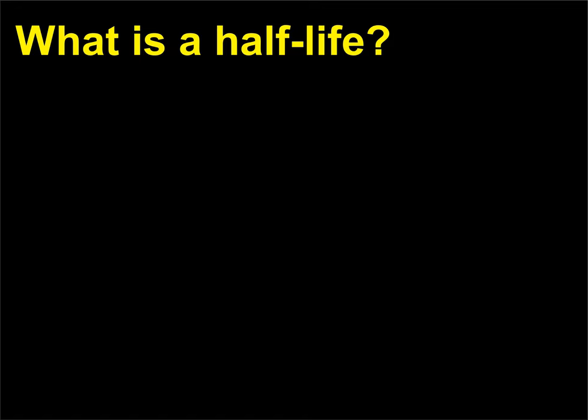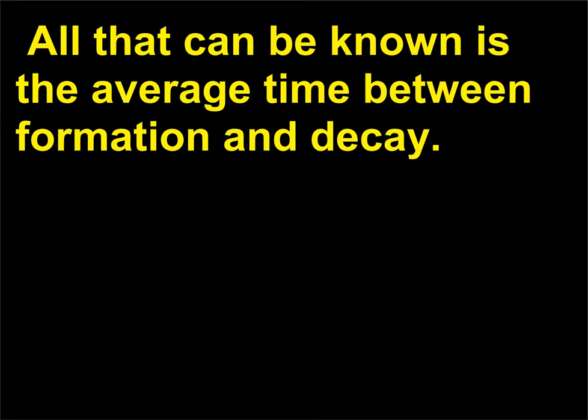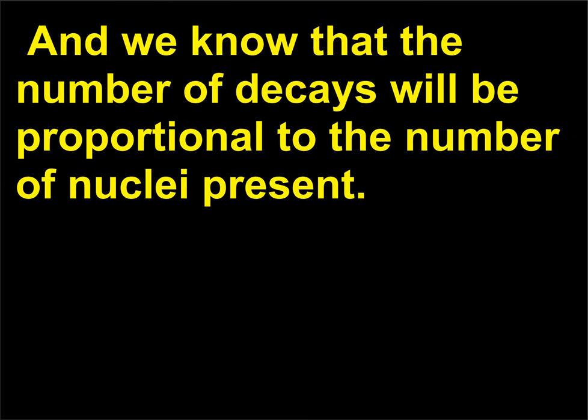What is a half-life? When will a particular radioactive nucleus decay? It's impossible to know. All that can be known is the average time between formation and decay. And we know that the number of decays will be proportional to the number of nuclei present.